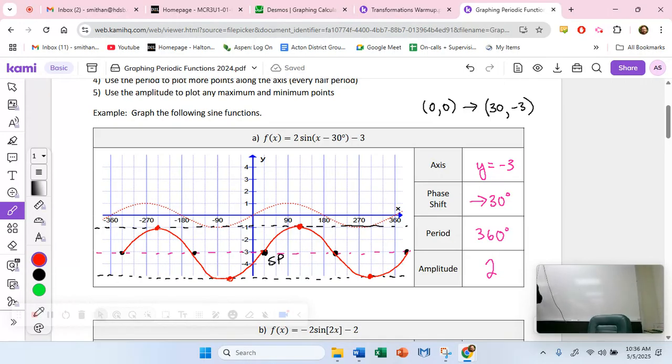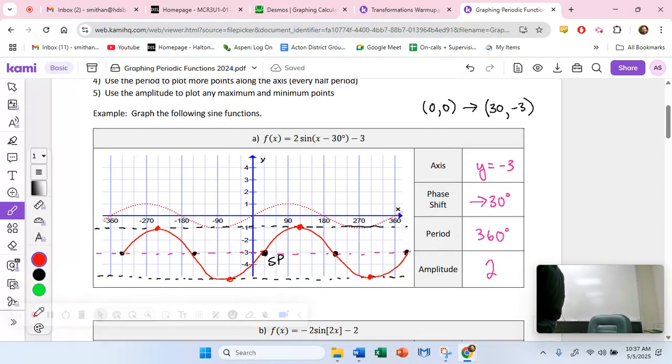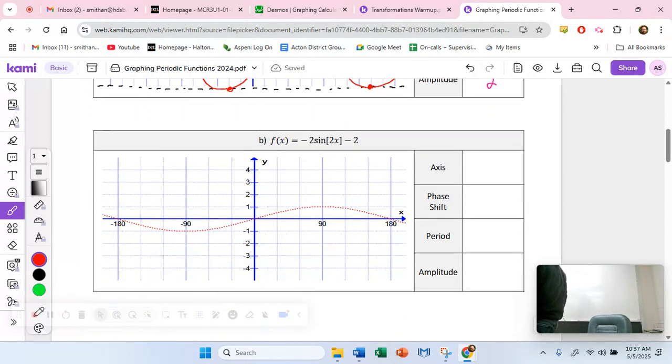This is the algorithm. Get our properties, draw the axis, max and mins, find the starting points, use the period, and then find your max and mins and plot them. You're going to get into a good rhythm for today, and that's our goal for today, guys, is just to make as many sketches as possible. Let's apply the algorithm to this one.